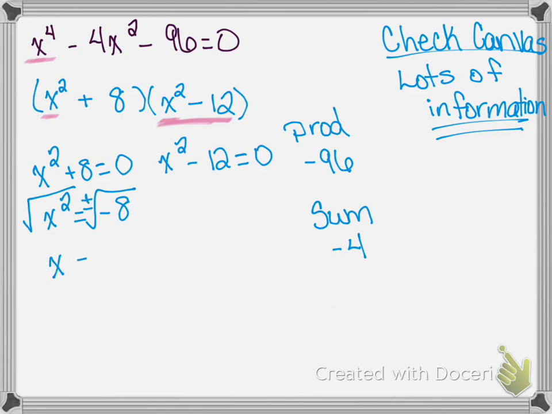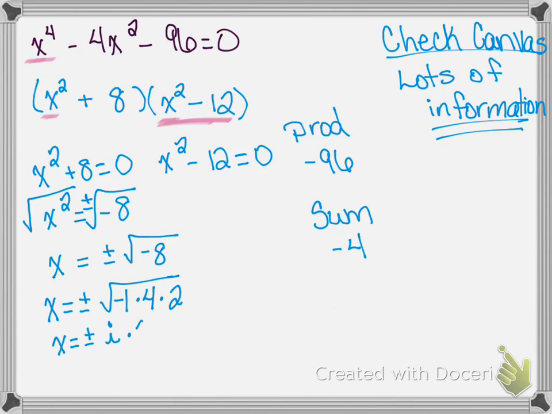So then I'm left with x equals plus or minus the square root of negative 8. Okay, and we learned how to deal with negative 8 on Wednesday. So we're going to break this down further. We're going to have x equals plus or minus the square root of negative 1. What's the square root of negative 1? i. Good. Times the square root of 4 times 2. Why did I break 8 down to 4 times 2? Because 4 is a perfect square. Good. So then I'm going to have x equals plus or minus i times 2, and then the other 2 is going to stay inside the square root.